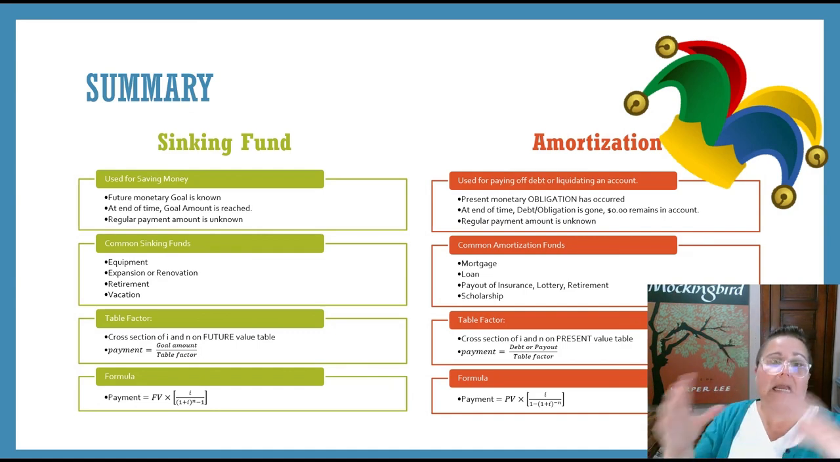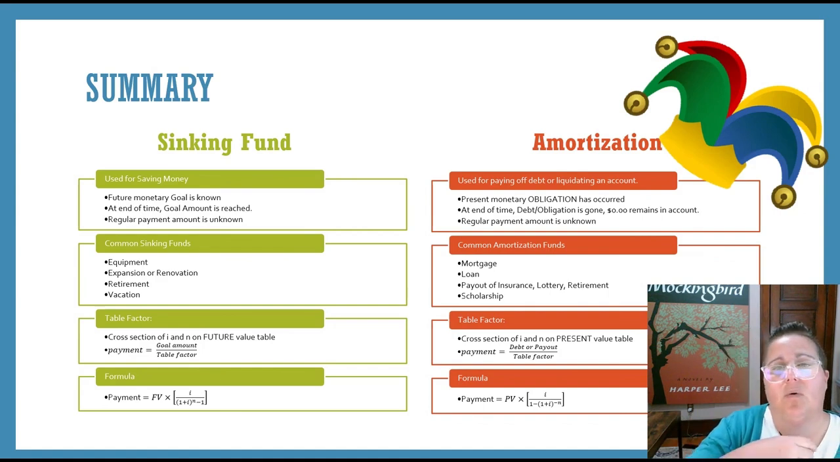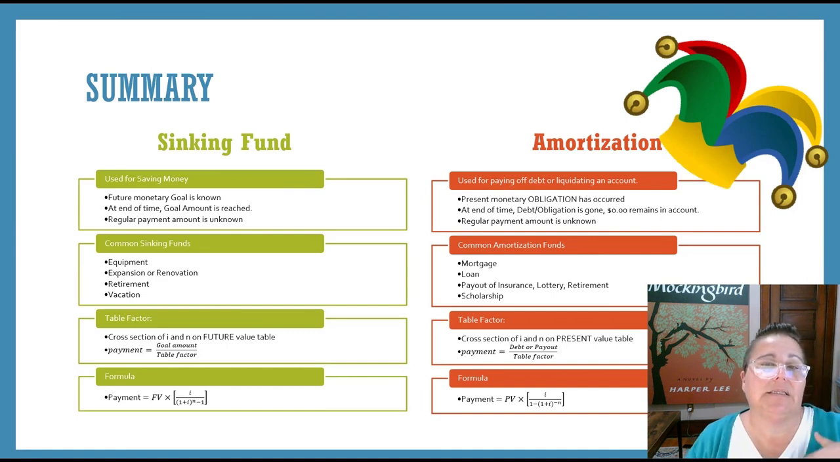Okay. The second option here is an amortization. An amortization happens when you have a debt in the present, or maybe a winning, some sort of an account that needs to be liquidized or carried out into the future. The present money is an obligation that hasn't occurred or a payout. At the end of your time period, 4 years, 10 years, 30 years, all of that debt or payout is gone and $0 remain in the account. What we're trying to find with an amortization is the payout that will make that happen.